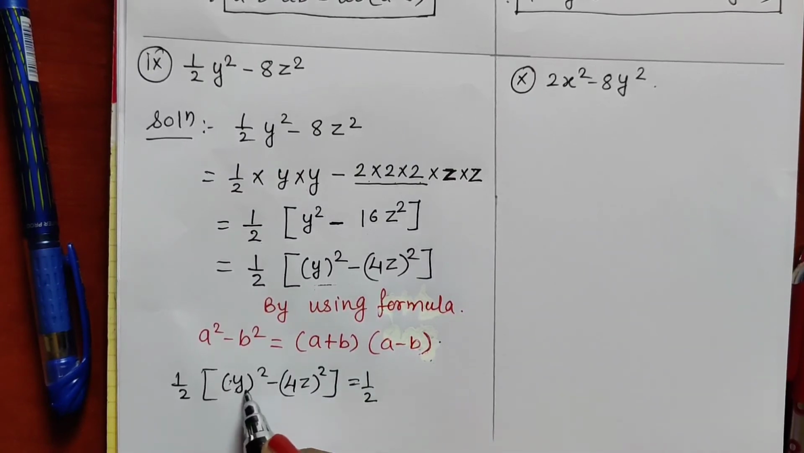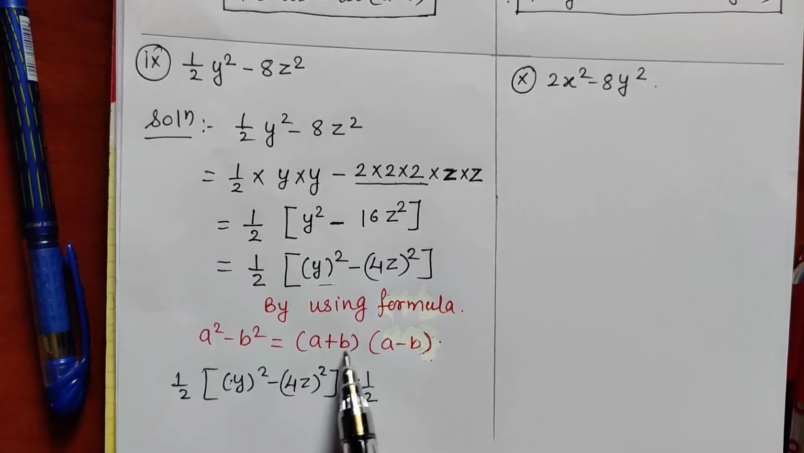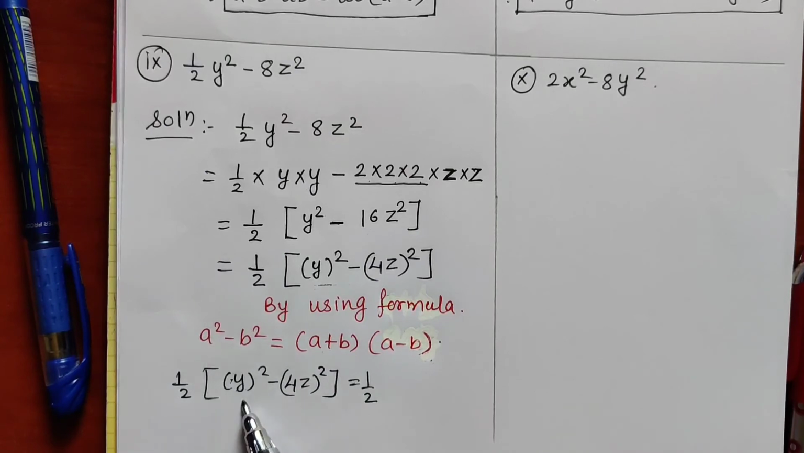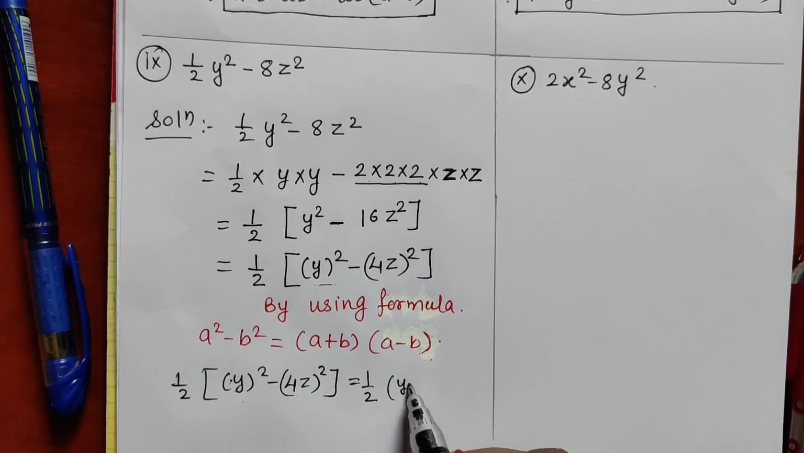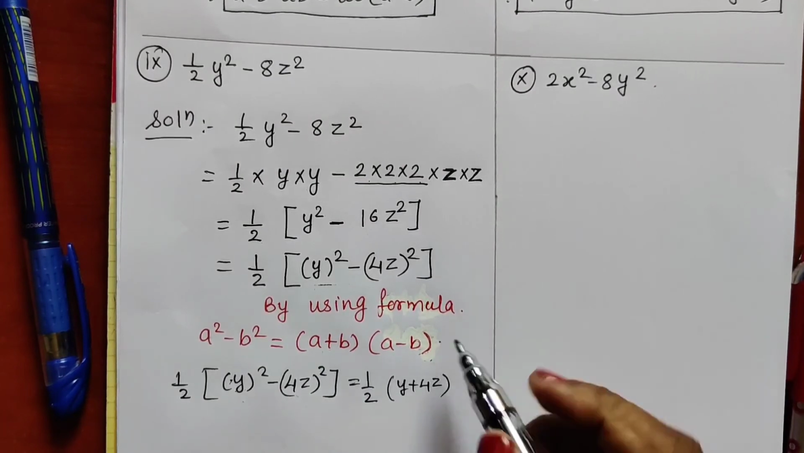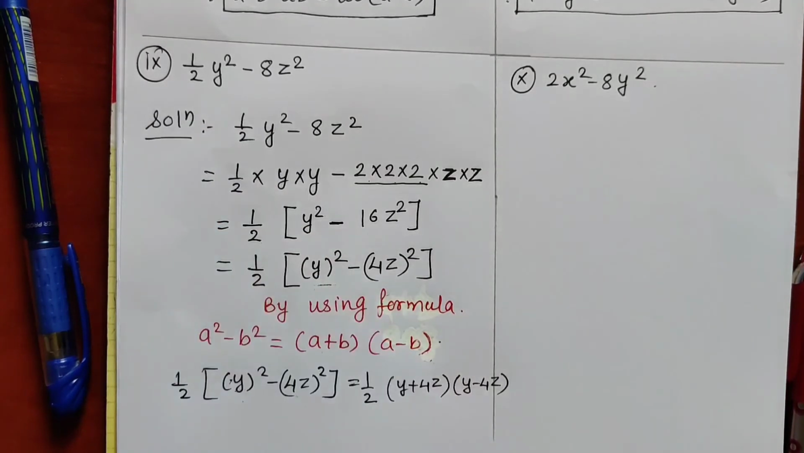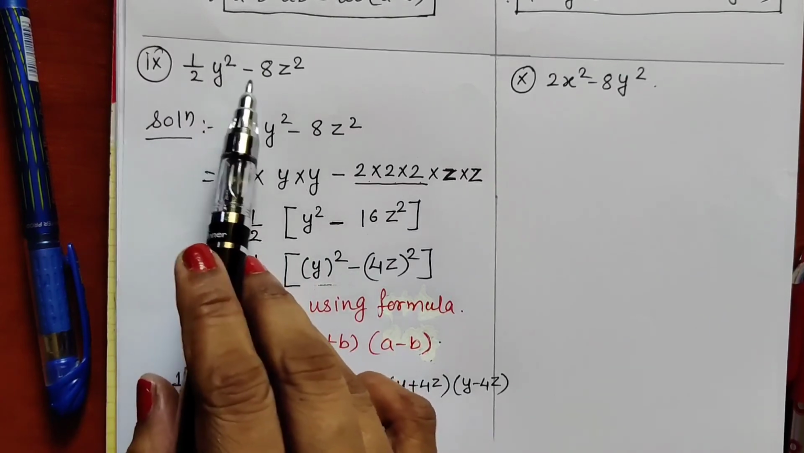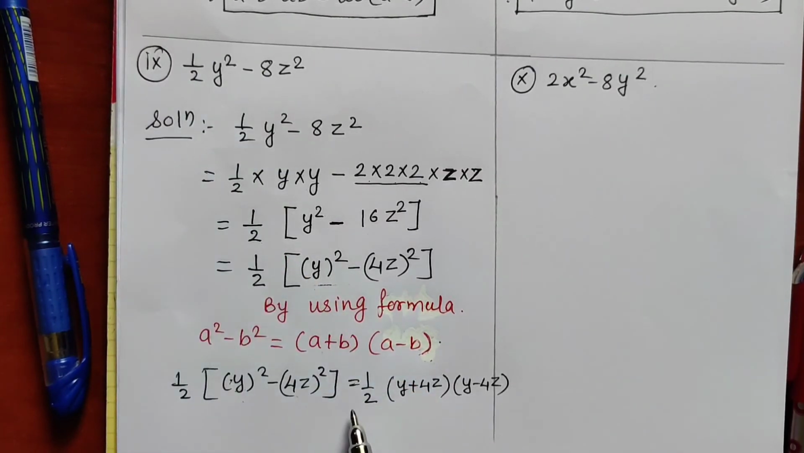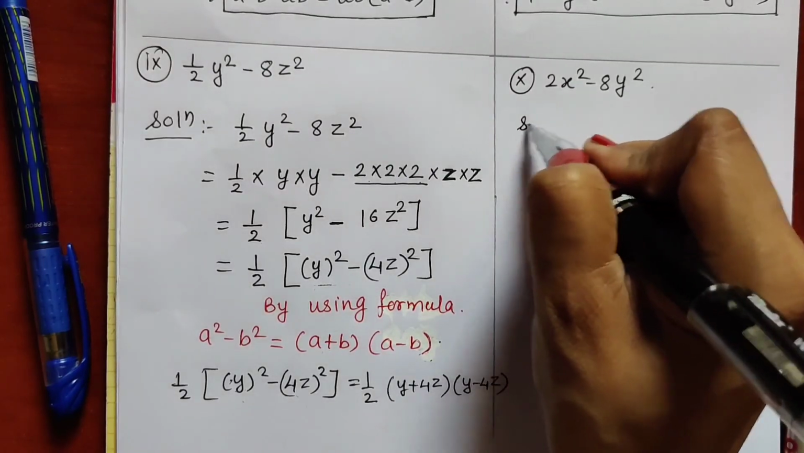So 1 upon 2 (y square minus 4z square). For this bracket, applying a plus b, a minus b, our a is y and b is 4z. So in the first bracket we get y plus 4z, and in the second bracket y minus 4z. In this way we get the factorization of 1 upon 2 y square minus 8z square. Its factors are 1 upon 2, (y plus 4z) and (y minus 4z). Now let us see the 10th sum solution.